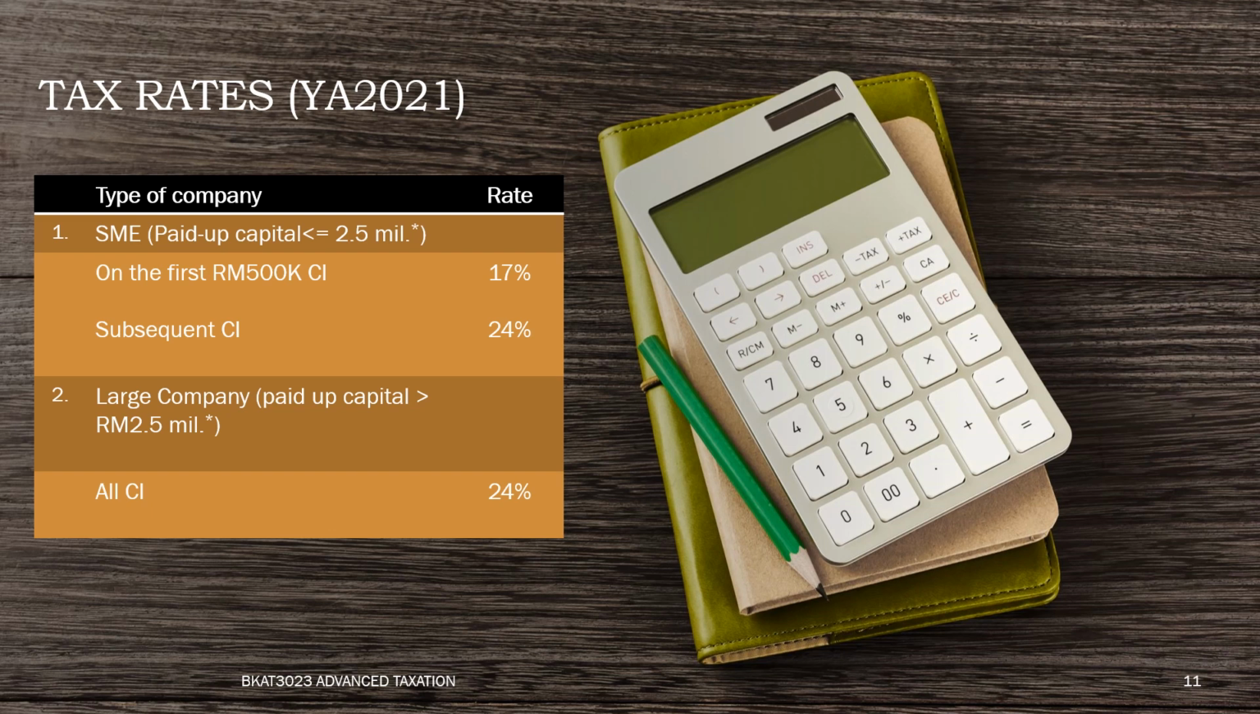And then for a large company, which is defined as paid up capital more than 2.5 million, their chargeable income will be taxed all at 24%.